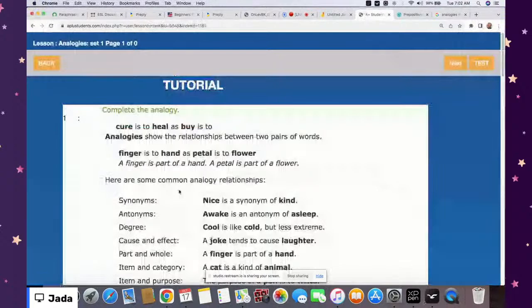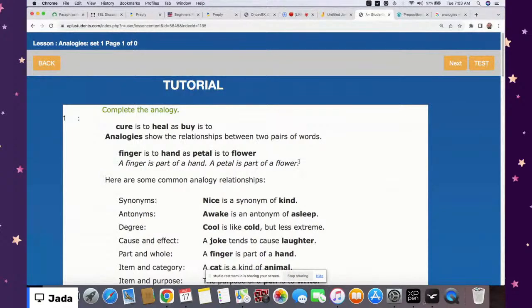All right. So analogies show the relationship between two pairs of words. In general, what you'll be looking at is the relationship between A and B. Finger is to hand as petals is to flowers. We all know that our fingers are attached to our hands, right? And petals to flowers. So a finger is part of a hand, a petal is part of a flower. That's what analogies are about. They show you the relationship between two pairs of words.